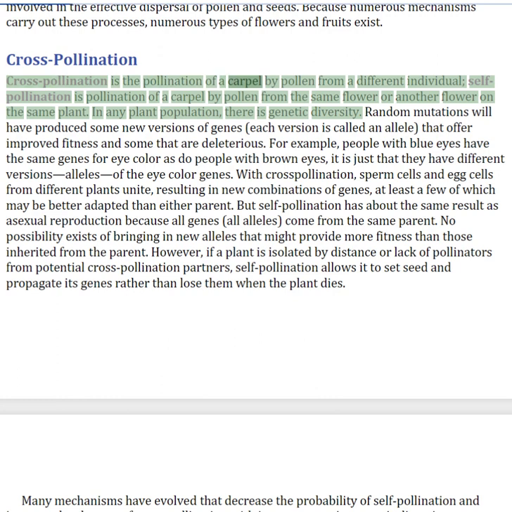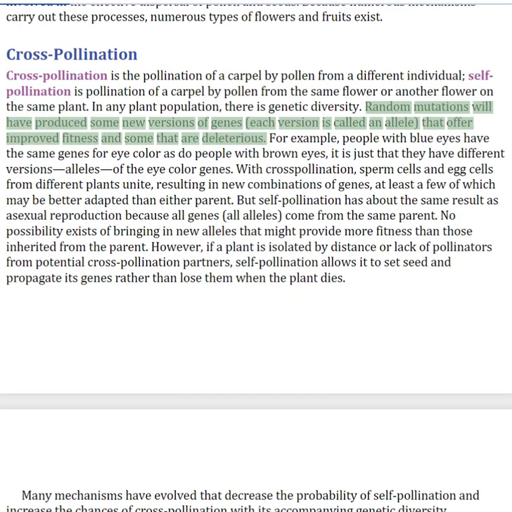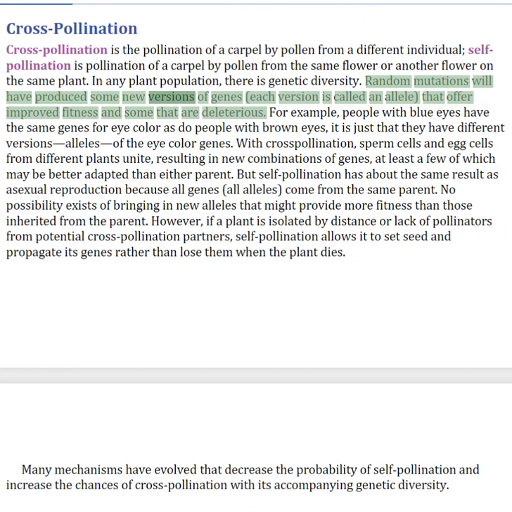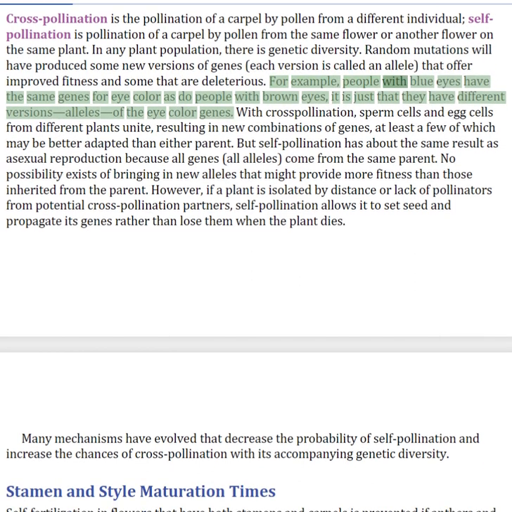Cross-pollination is the pollination of a carpel by pollen from a different individual. Self-pollination is pollination of a carpel by pollen from the same flower or another flower on the same plant. In any plant population, there is genetic diversity. Random mutations will have produced some new versions of genes that offer improved fitness and some that are deleterious. For example, people with blue eyes have the same genes for eye color as do people with brown eyes. It is just that they have different versions, alleles, of the eye color genes.